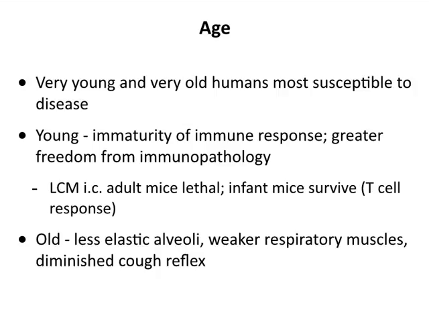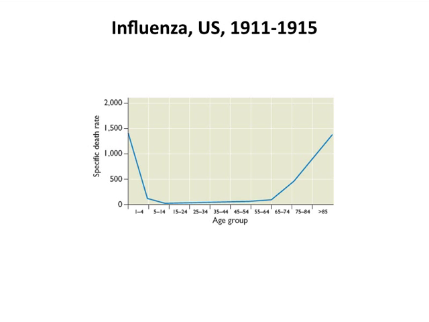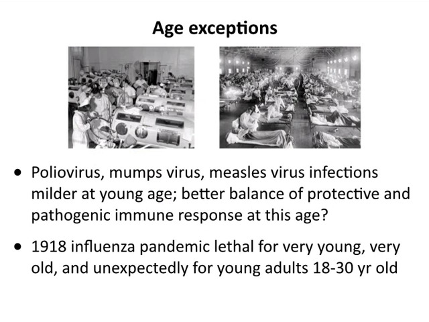And the older, typically for respiratory infections, the alveoli of the lung are less elastic. They're less able to breathe as easily, and you have a diminished cough reflex. And that's shown in this influenza mortality curve from 1911 to 1915. So we're looking at the death rate in different age groups. So you can see less than 5 years old and greater than 64 years old in this particular study are more highly susceptible to dying after influenza. And this is a very typical pattern for influenza.